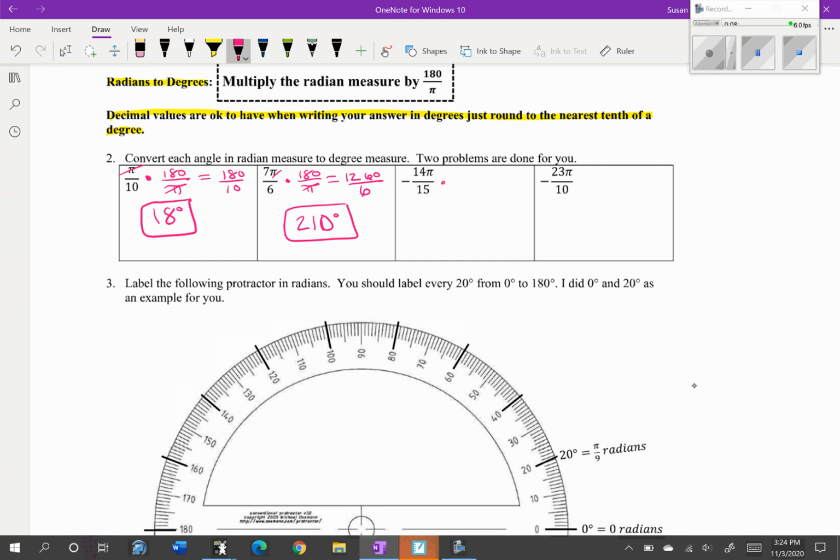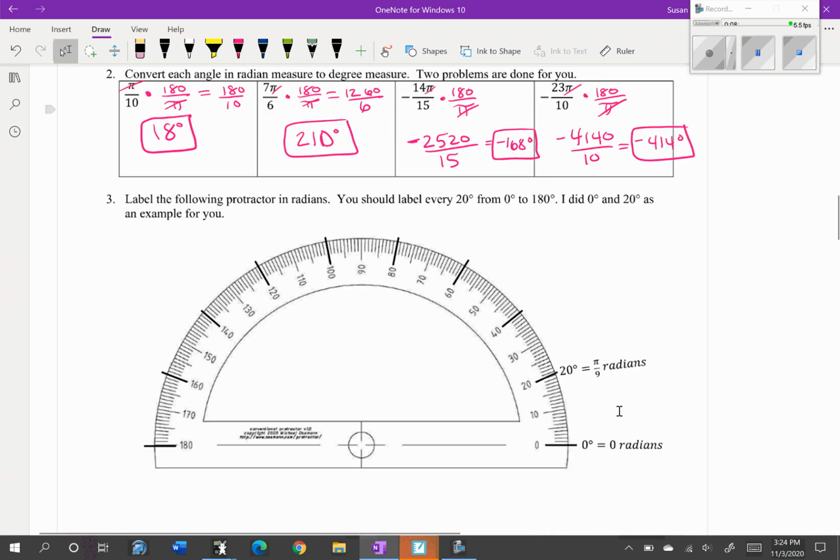So for the next one, if we multiply this by 180 over pi, we end up canceling out the pi. So negative 14 times 180 is negative 2,520 divided by 15, which gives us negative 168 degrees. And for the last one, same thing, multiply by 180 divided by pi. Your pi's end up canceling out. So you get negative 4,140 divided by 10, which is negative 414 degrees.